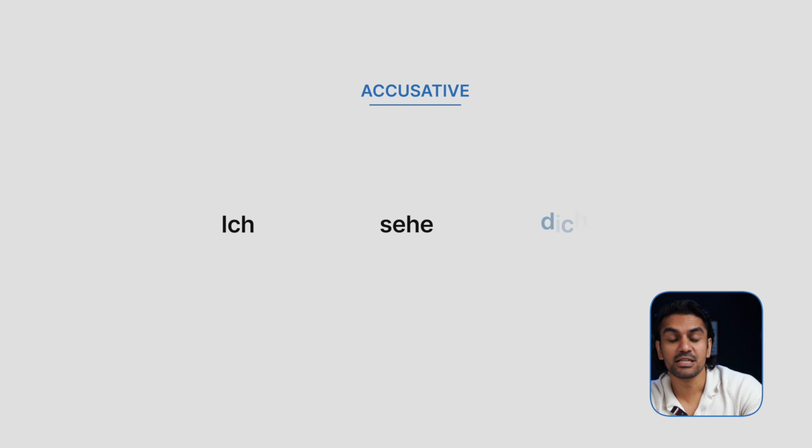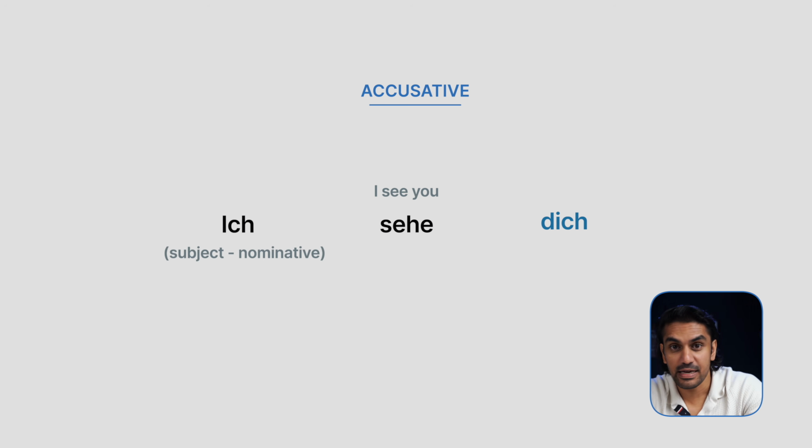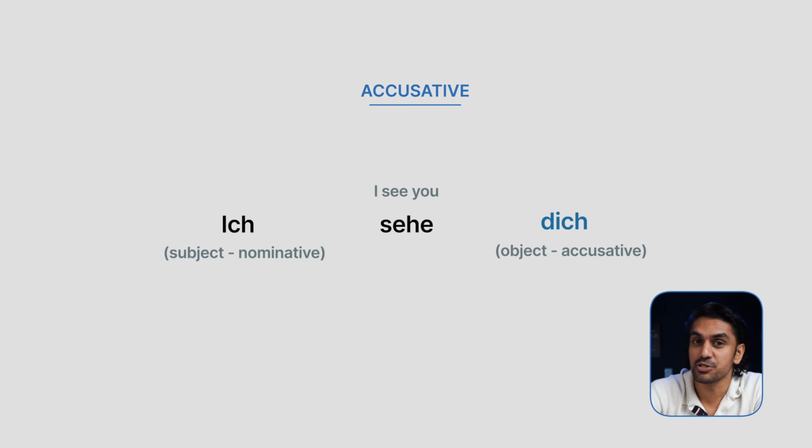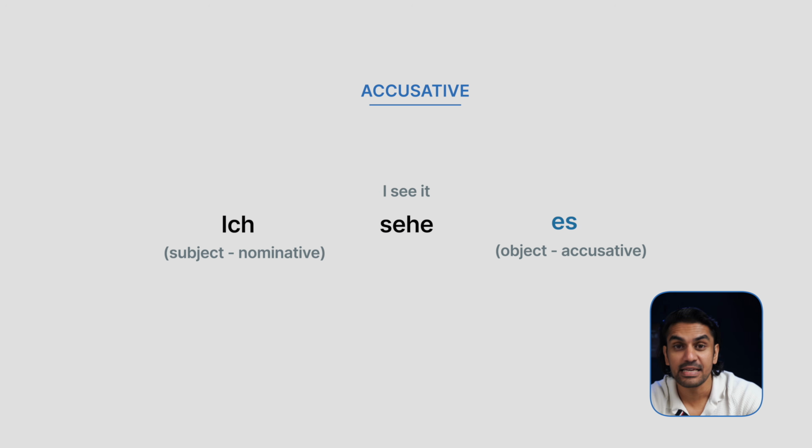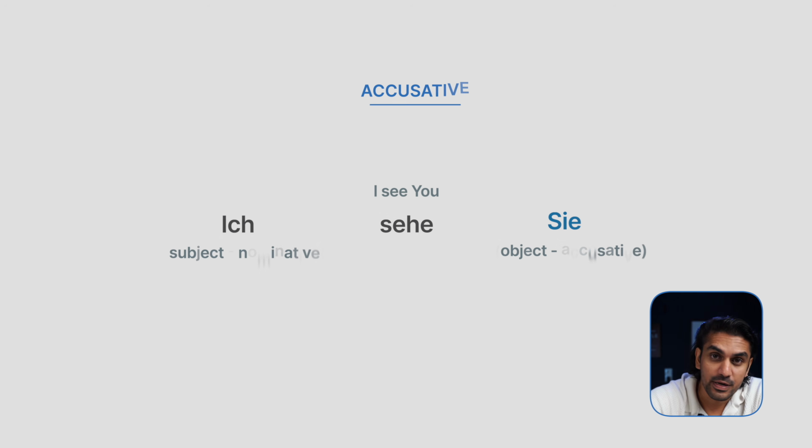Now let's see them in action in some sentences. Ich sehe dich, I see you. Ich is the subject in the nominative case and dich is the object in the accusative case. So instead of ich sehe du, it becomes ich sehe dich. Similarly, ich sehe ihn, I see him. Ich sehe sie, I see her. Ich sehe es, I see it. Ich sehe uns, I see us. Ich sehe euch, I see you all. Ich sehe sie, I see them. And ich sehe Sie, I see you in the formal way.